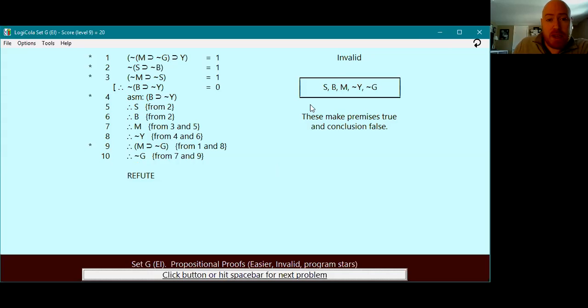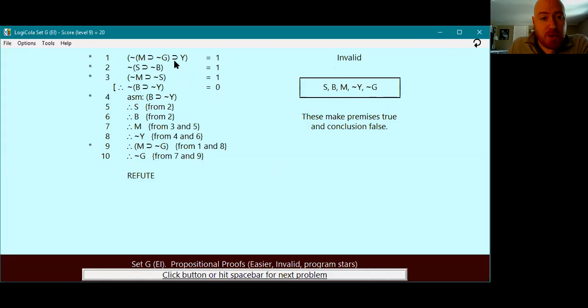Okay, now again, Logicola sets up the refutation box automatically, but let's just go ahead and check and see how this works. So what this is saying is that given these values in the refutation, given the values of all these sentence letters, S, B, M, not Y, and not G, so given that all of these are true, we have true premises and a false conclusion. All right. Okay, so let's go ahead and check them off one by one.